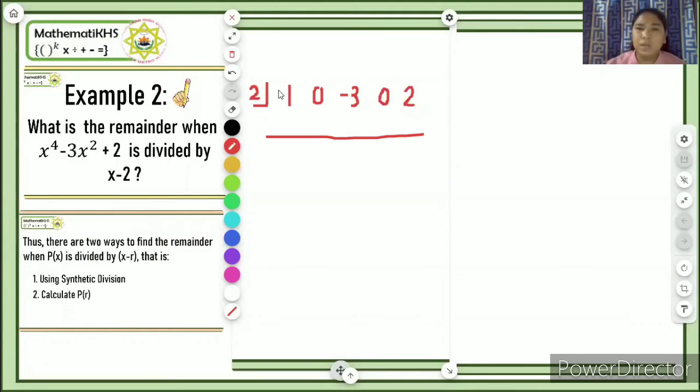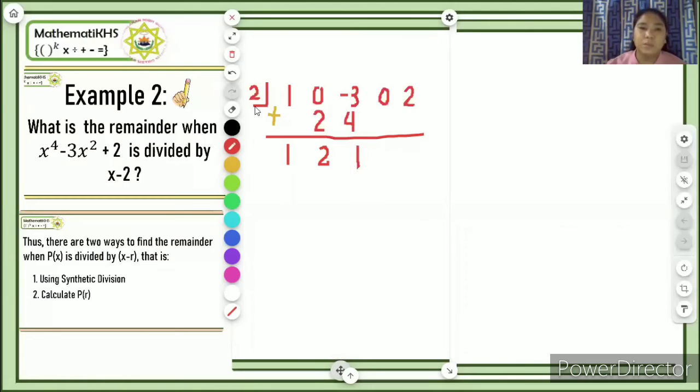Kung ano yung nandoon or the first numerical coefficient, you have to bring it down. So, i-bring down nyo lang siya. Then, 1 times 2, that will be positive 2. Then, proceed to addition, lagi yan dito ha. Then, 0 plus 2, this is 2. Then, 2 times 2, this is 4. Then, addition again, negative 3 plus 4. Since they have different signs, subtract natin, 4 minus 3 is 1.